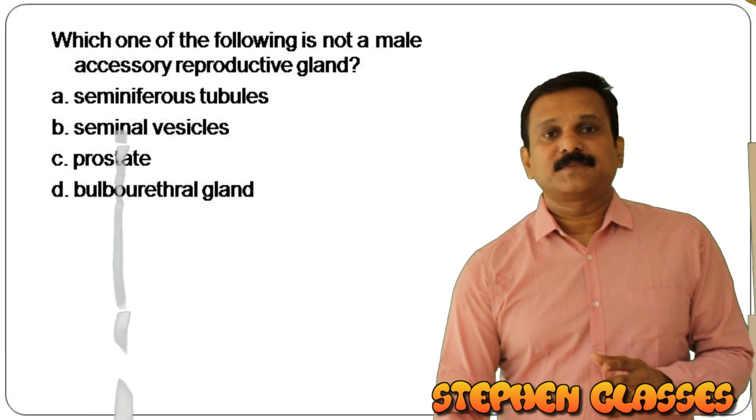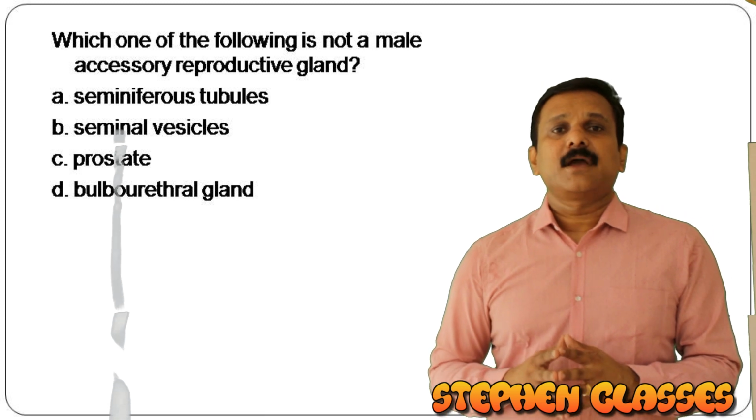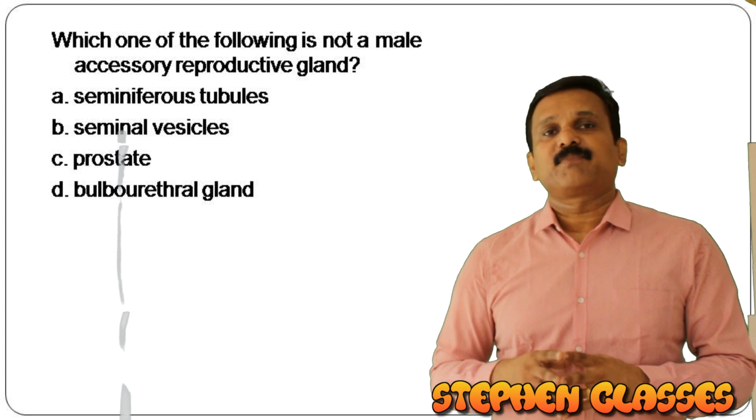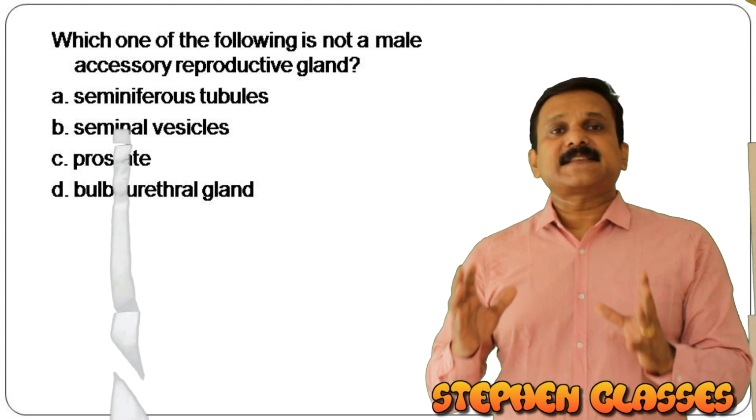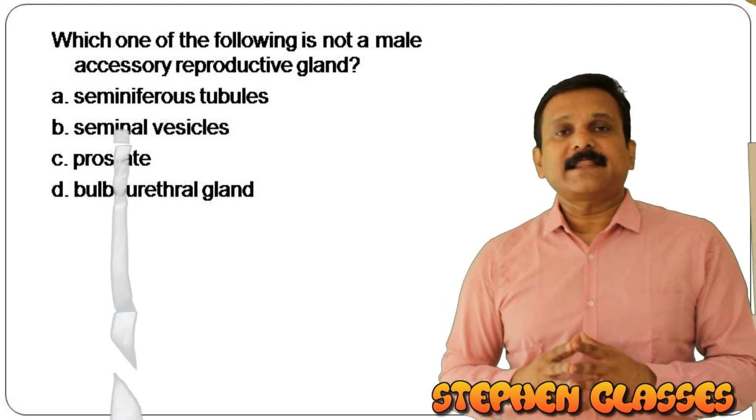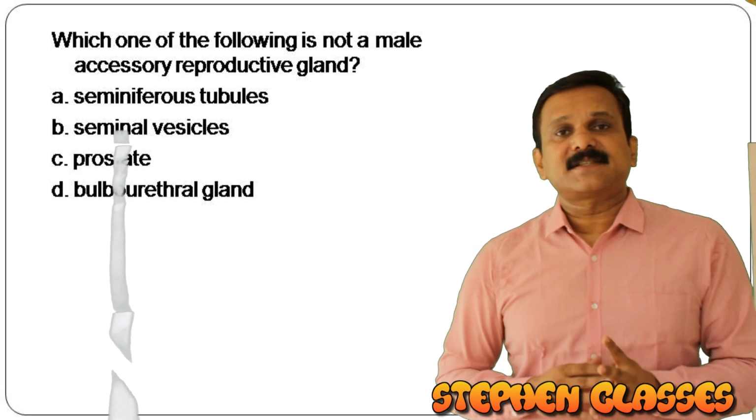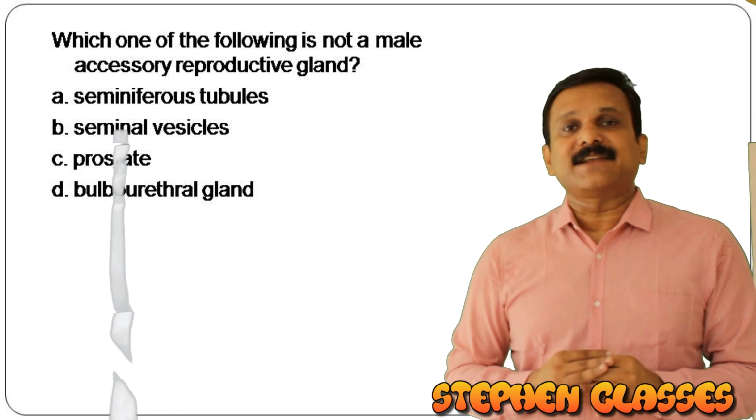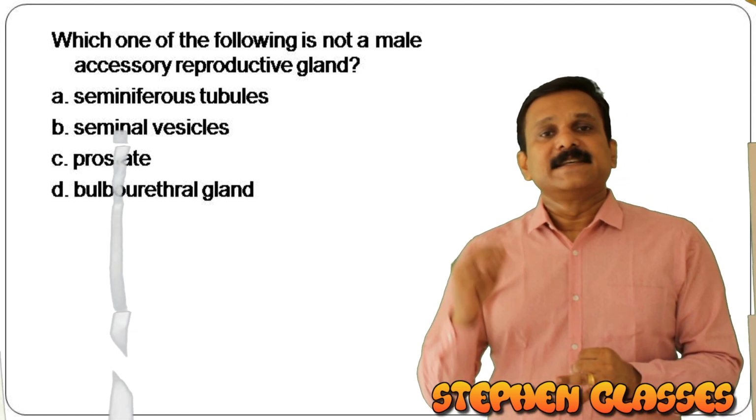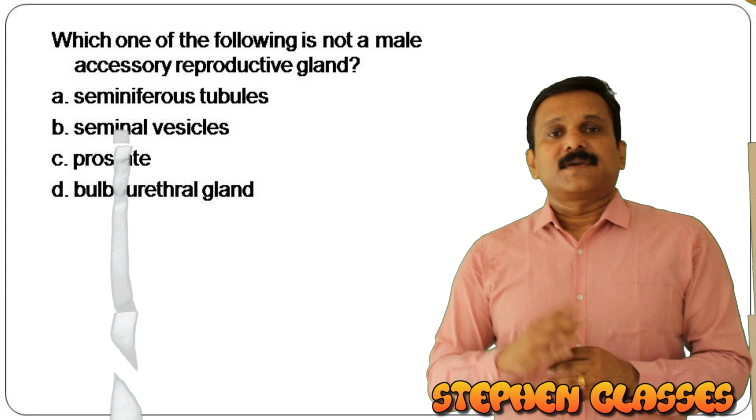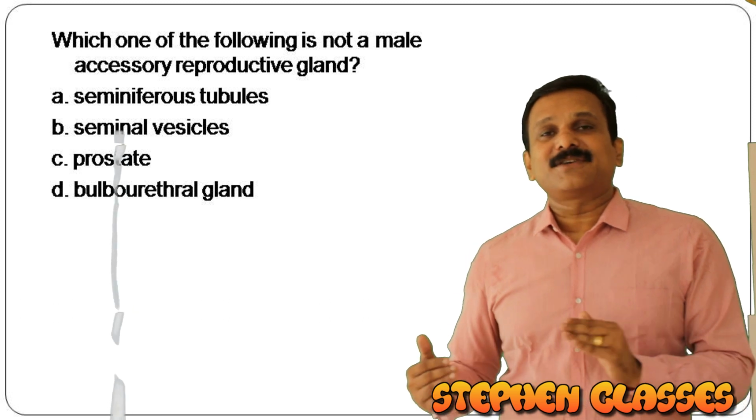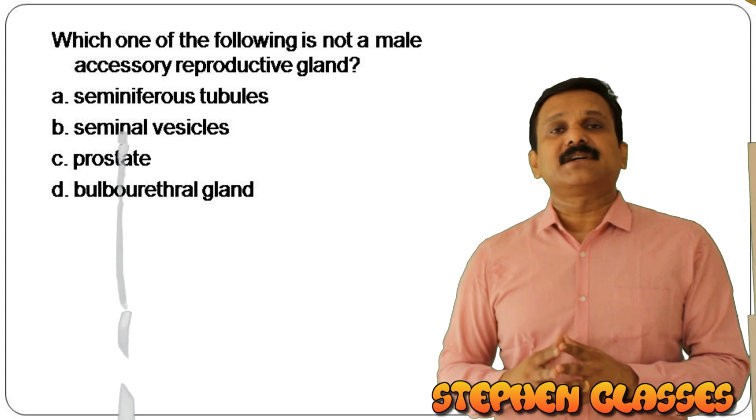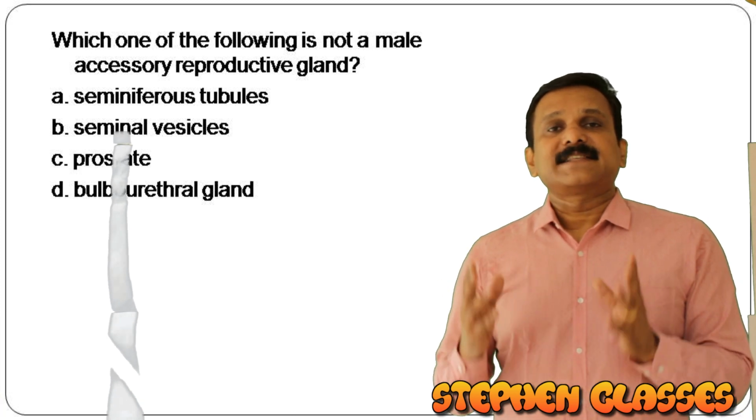Now we move on to the next question. Which of the following is not a male accessory reproductive gland? There are 3 accessory sex glands in male. What are they? A pair of seminal vesicles, a pair of bulbourethral glands, and a single prostate gland. Remember, the prostate gland is single. Here, seminiferous tubules are not a type of gland, they are actually tubules. They have nothing to do with these accessory sex glands.